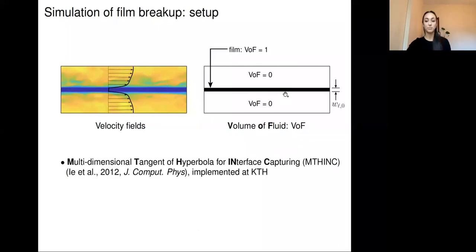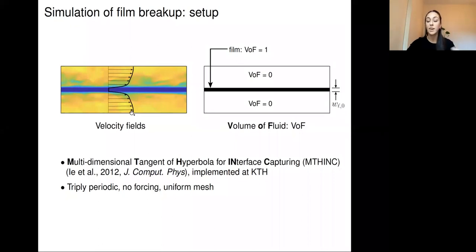Just a few computational details here. So this MTHINC method, a way to capture that interface, was implemented by my colleagues at KTH. As I mentioned before, the problem is triply periodic. There's no forcing. Once we set up this problem, those shear layers decay in time as if they were coming off the atomizer edge. As if they were being moved downstream in time, they would decay because they're not being forced anymore. So analogously, we have the decay of these shear layers, which we'll see in a moment on our mean velocity profiles, that they decay in time.